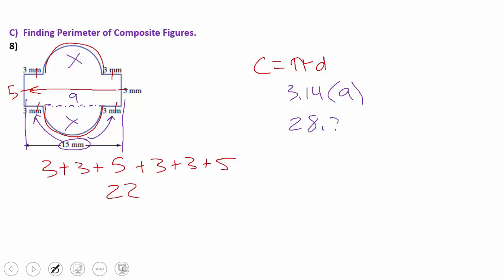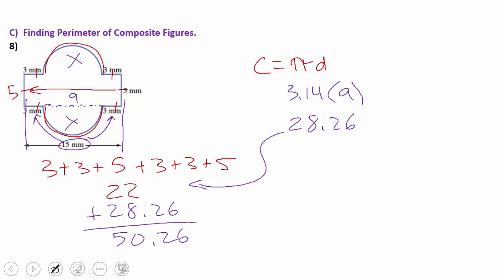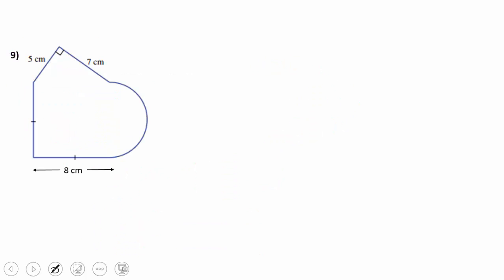28.26. Of course, I take that and I add it in here. And when I add those two together, I get 50.26. And I have millimeters as my units. There's my answer to the perimeter of that one.